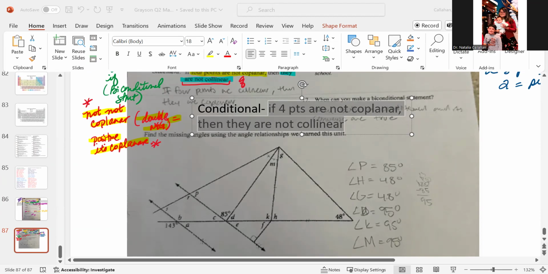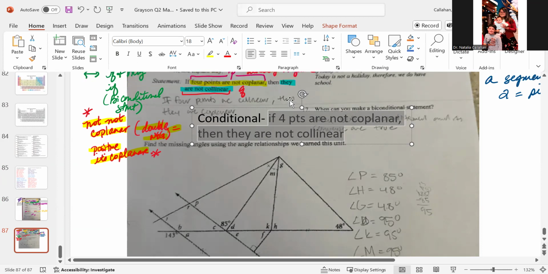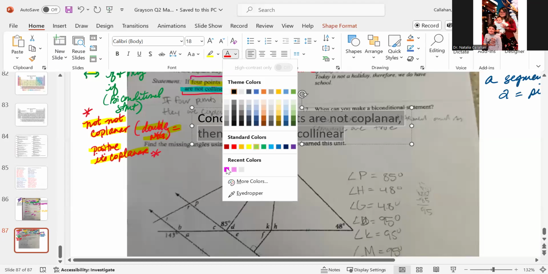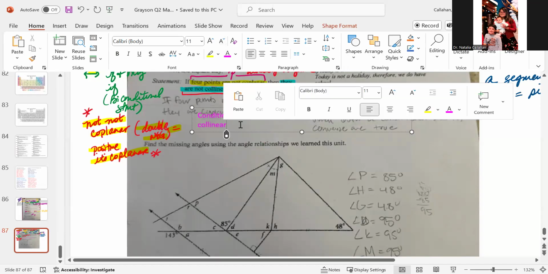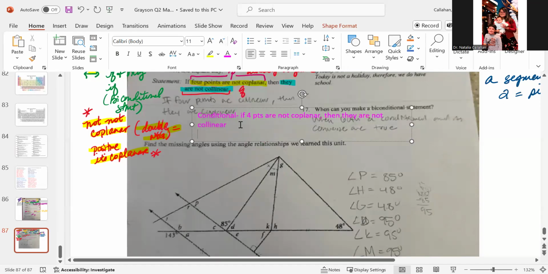Do you agree with that? You don't change the not because the not is already in the P. But what you are going to change is when you do the inverse and there's a not, then you have to switch it to a positive. Does that make sense? Let's keep it as is because that's going to be your conditional. Okay, so the next one is going to be what? Converse, right? Converse is what?